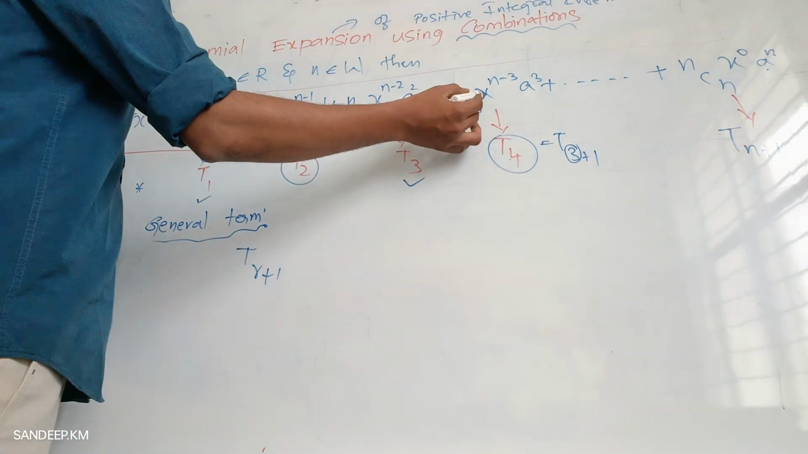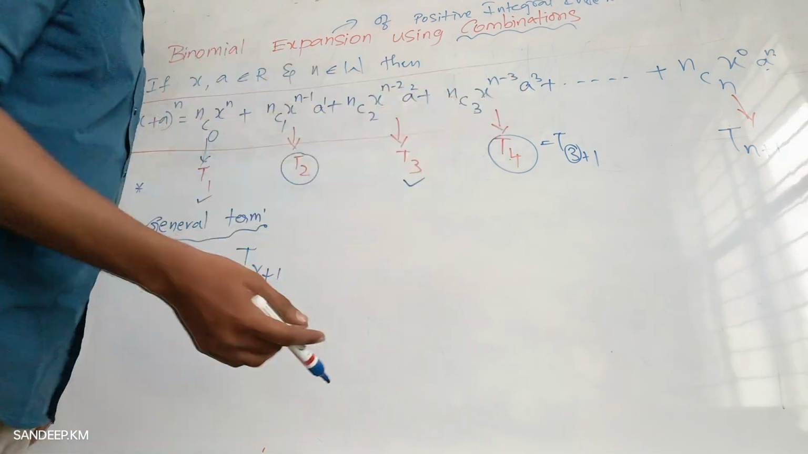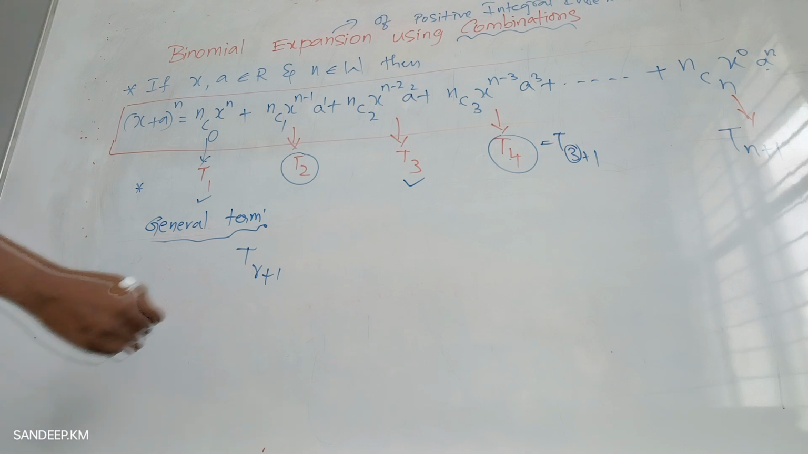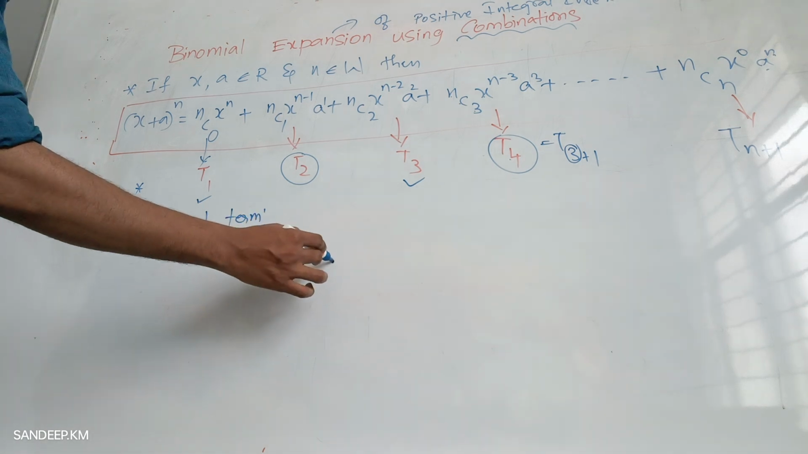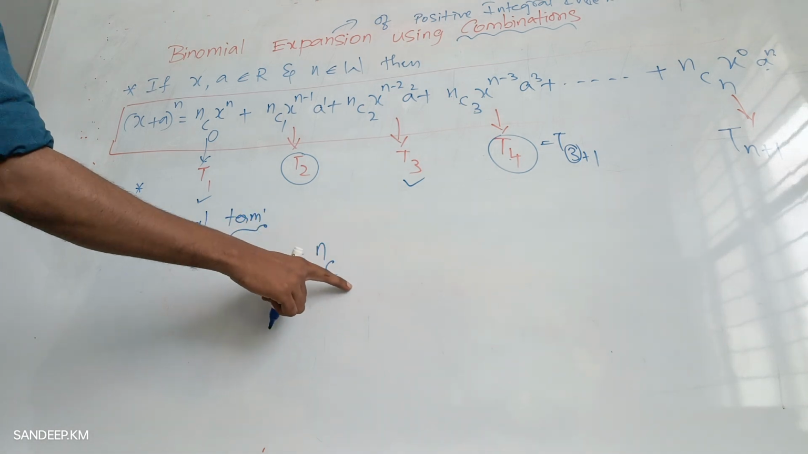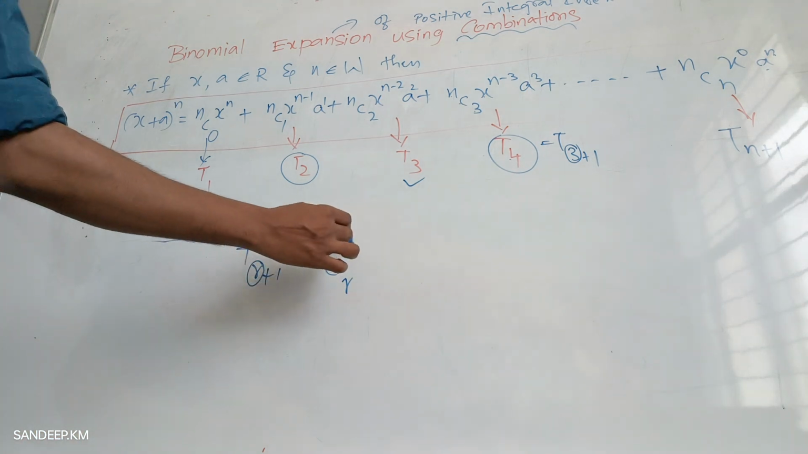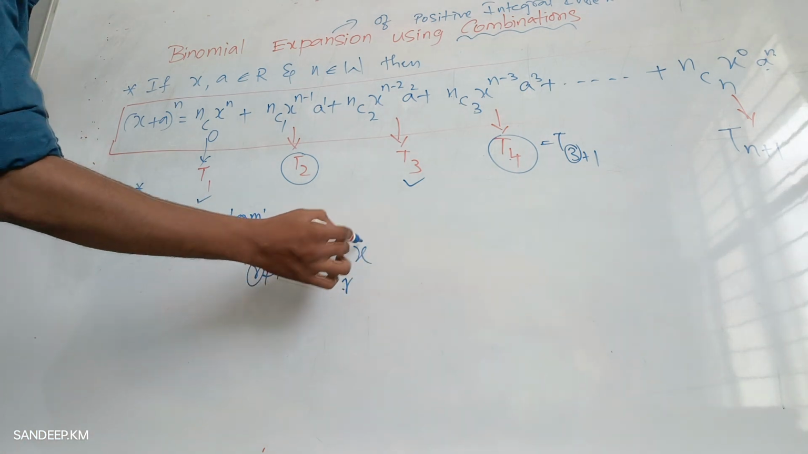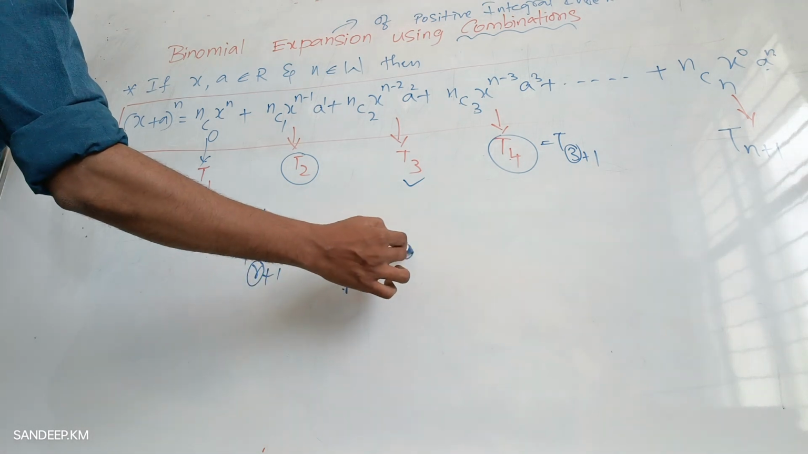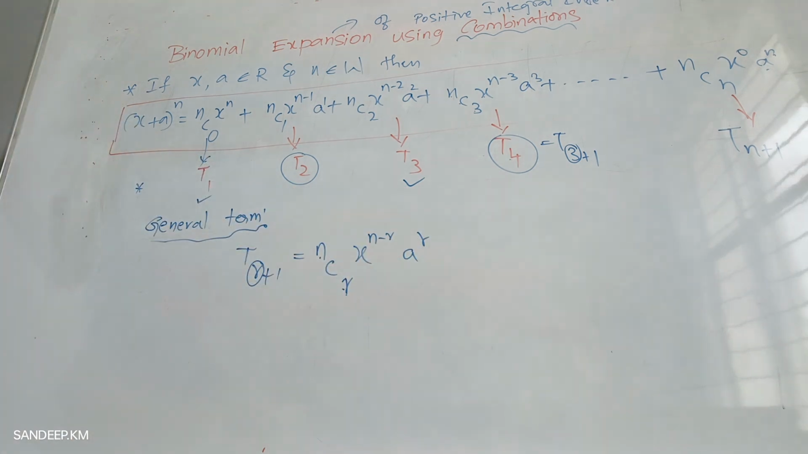And then x power, how to write, a power, how to write, you know very well. Correct or not? So therefore, in the general term, what is the suffix here? NC. What should I write here? I should write NCR. X power n minus r, and a power is the suffix r. This is the general term.